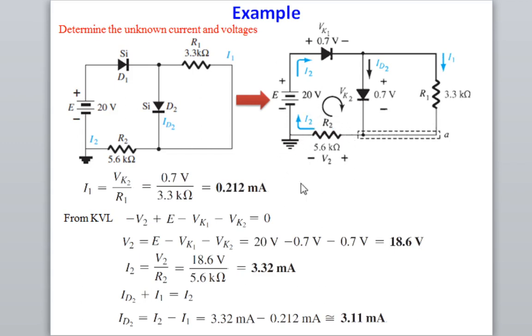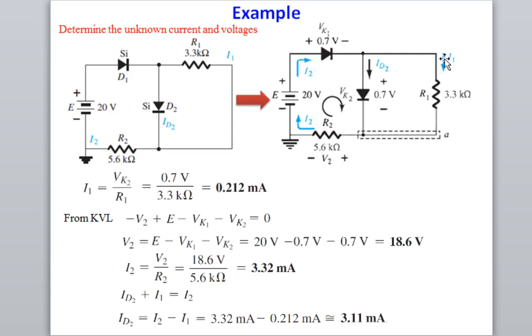If this is 18.6 volt and this resistance is known, we can calculate I2. So I2 will be equal to V2 upon R2, that is 3.3 milliampere. This current is 0.212 milliampere, and this current is basically 3.3 milliampere. And this current was not known.